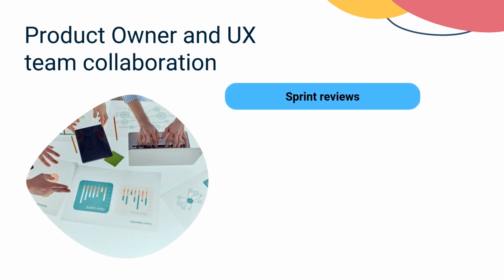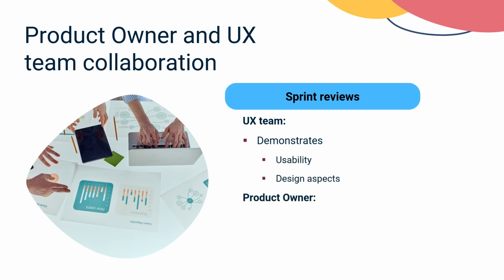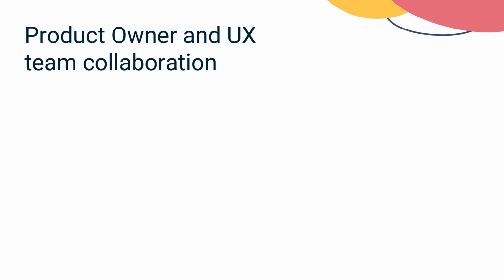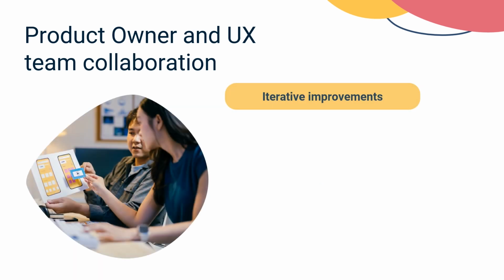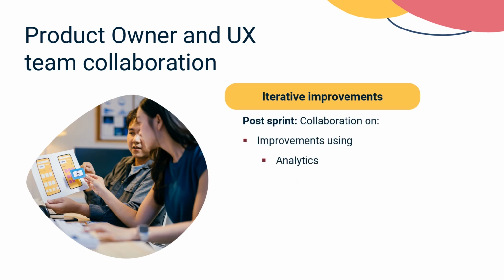During sprint reviews, the UX team demonstrates the usability and design aspects of features, whereas the product owner facilitates discussions to capture stakeholder feedback. Finally, after the sprint is over, the product owner and UX team collaborate on post-sprint improvements. They use analytics and feedback to iteratively enhance the product.